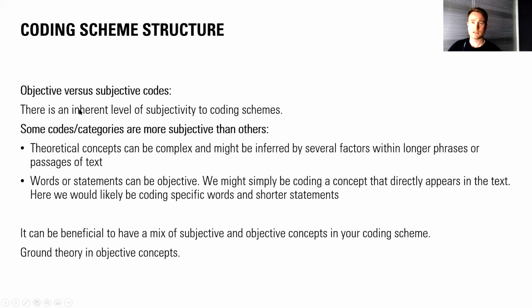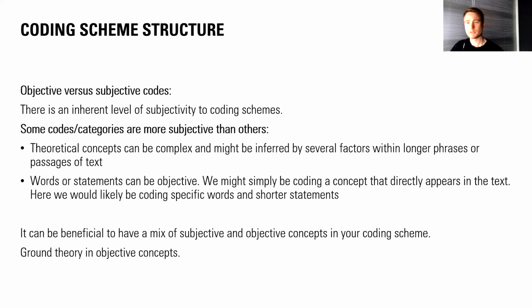Okay, objectivity and subjectivity. As I touched on, there's always going to be an inherent level of subjectivity in coding schemes. We're reading through data and making a judgment about what the content is and how a different theory applies. But some codes or categories of codes can be more subjective than others. Typically theoretical or abstract concepts that you might get from the literature have a level of complexity, and usually you're reading your data and inferring from what's being said which theoretical concepts apply. This tends to be a reasonably subjective process. We're looking at longer phrases or passages of text, sentences and paragraphs, that we need to interpret and then assign a code to.